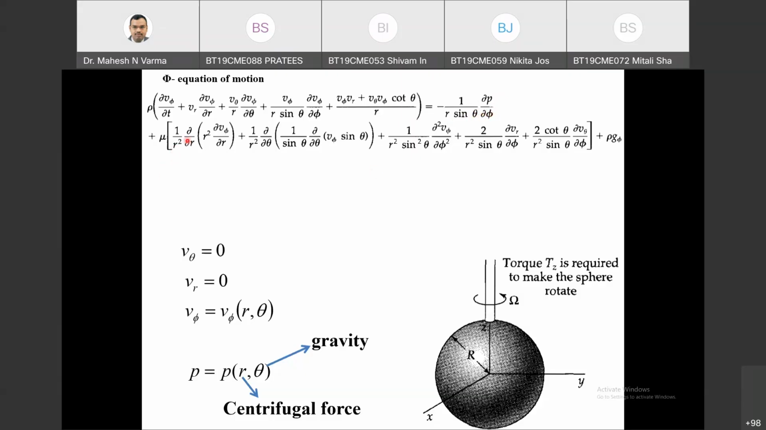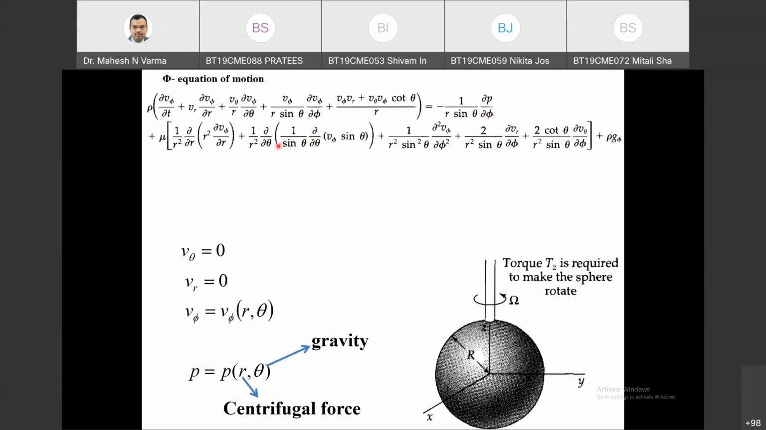And this will be non-zero. This will be non-zero. V theta is a function of R, so this is non-zero. This is V phi. This will be non-zero. Then V phi is not a function of phi. This is 0. VR is 0. V theta is 0, and G phi equals 0.